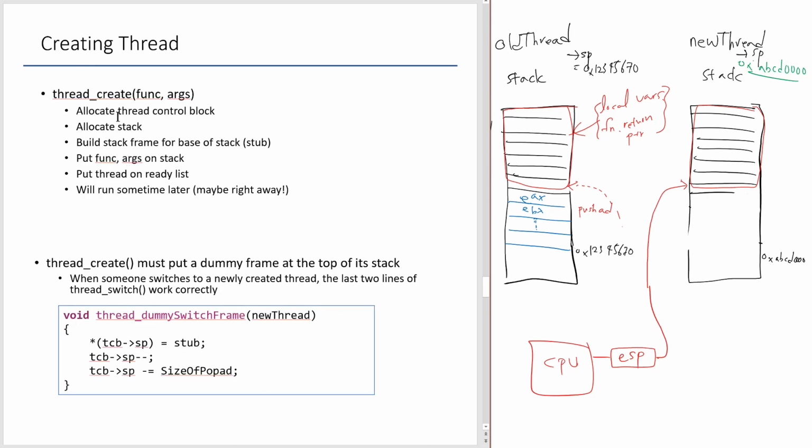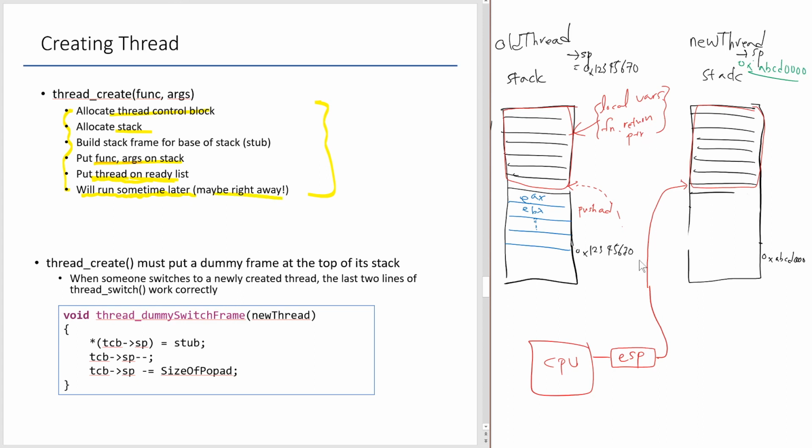All right, what about creating a thread? So this is the outline of what should happen when you want to implement the thread create call. So basically you allocate a new TCB and allocate a new stack for this thread. And you set up the memory for the initial jump and put the thread on the ready list. And this thread will eventually be picked up by the scheduler sometime later, or maybe right away.